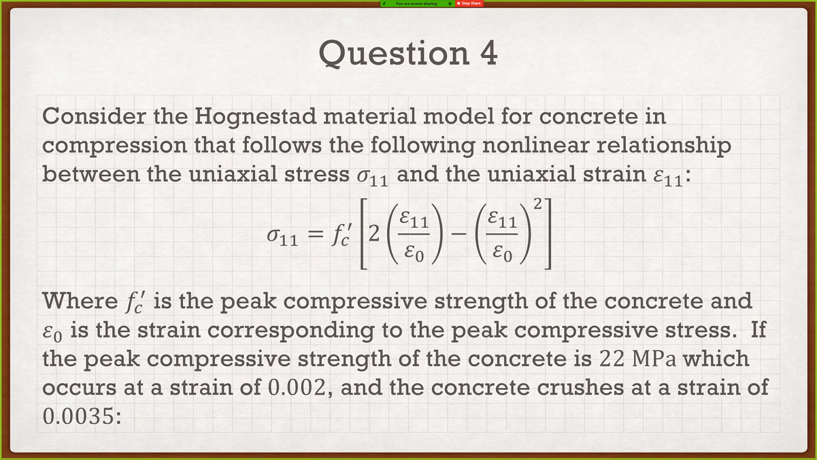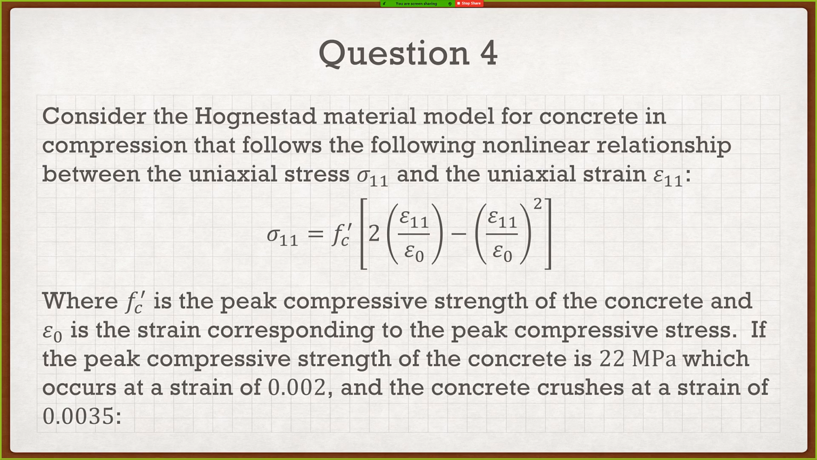Multiplied by 2 times epsilon 11 divided by epsilon naught. Again, you guys are going to say, hold on, Clayton, I know what epsilon 11 is, that's my uniaxial strain. But what is epsilon naught? Well, that is the peak strain corresponding to that peak compressive stress. If I crush the cylinder, I'm going to have a nice stress strain curve, and the strain at the location of the maximum stress is epsilon naught.